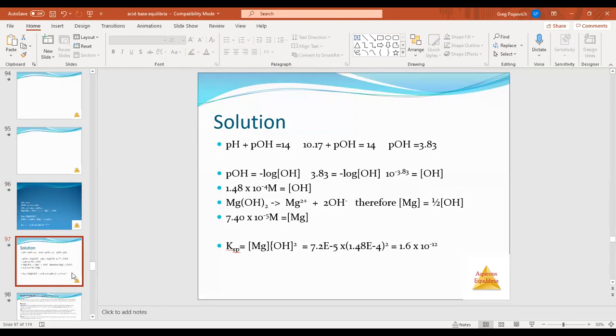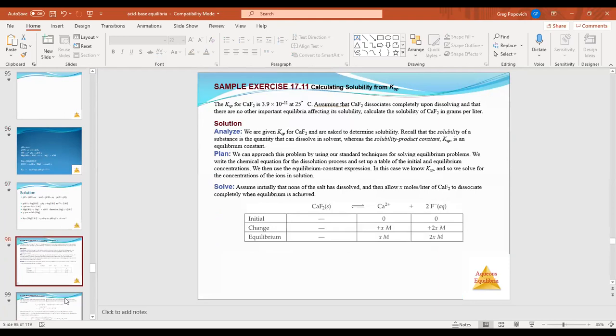Damn it. It pays for me to look at slides ahead. Again, sometimes we're going to need to do ICE diagrams. If the Ksp for calcium fluoride is 3.9 times 10 to the minus 11th, assume that the calcium fluoride dissociates completely upon dissolving and there are no other equilibria, calculate CaF2 in grams per liter.